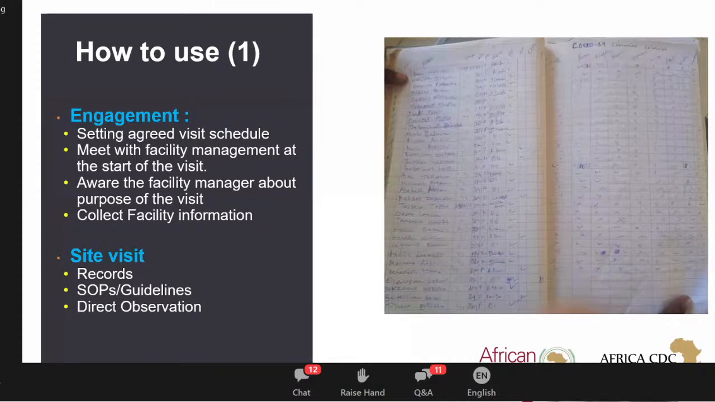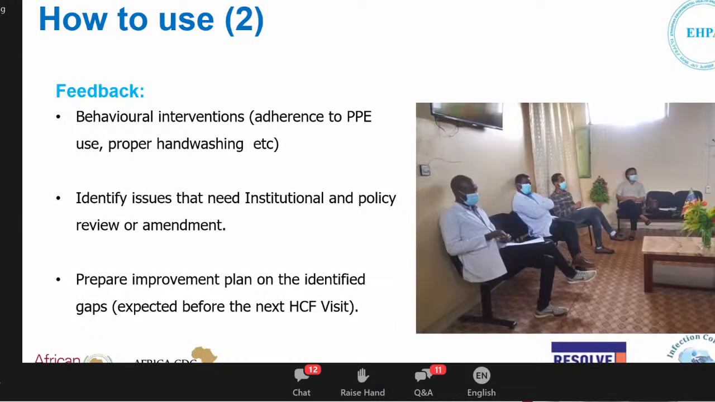The third part, based on the first two processes, is giving feedback. While the monitors give this feedback, we can categorize it into three. The first one is immediate action, in which behavioral intervention like adherence to PPE, proper utilization of PPE, handwashing stations, and cleaning, everything that can be managed on the spot, can be discussed with individual health professionals, cleaners, and all healthcare professionals working in that facility at that point of observed mistake or observed things to be changed.